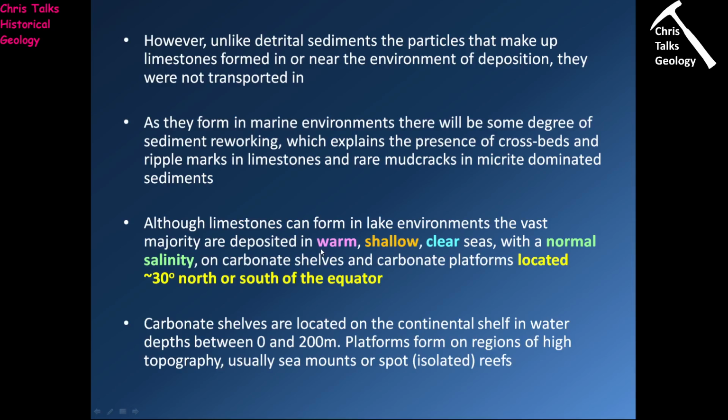So carbonate shelves, which are the main environment for forming large quantities of limestones, are located on the continental shelf in water depths between 0 and 200 meters. There's another type of carbonate forming environment which is called a platform. And this forms on regions of high topography, usually a seamount. So a seamount is an extinct or active seafloor volcano.